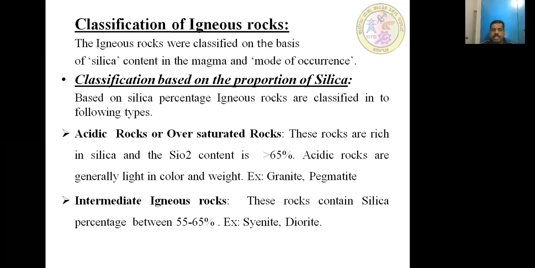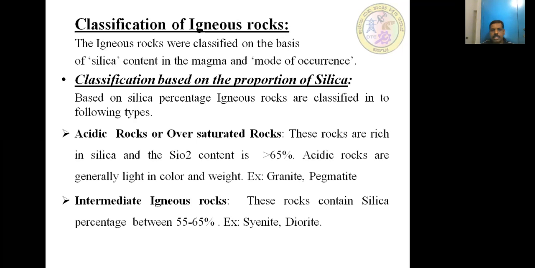Next, coming to classification of igneous rocks. So igneous rocks are classified on the basis of silica content and also based on the mode of occurrence. So classification based on the proportion of silica content in the magma. That means based on the silica percentage, igneous rocks are classified into the following types. They are acidic rocks or oversaturated rocks, intermediate rocks, basic rocks and ultra basic rocks.